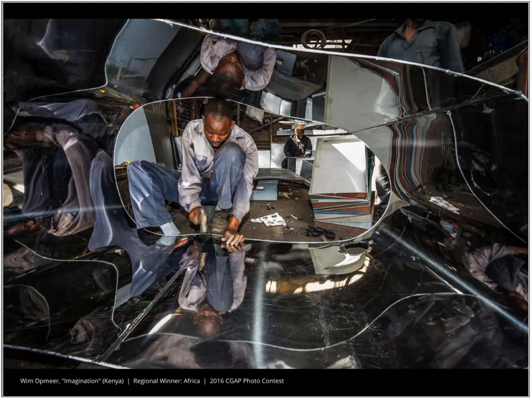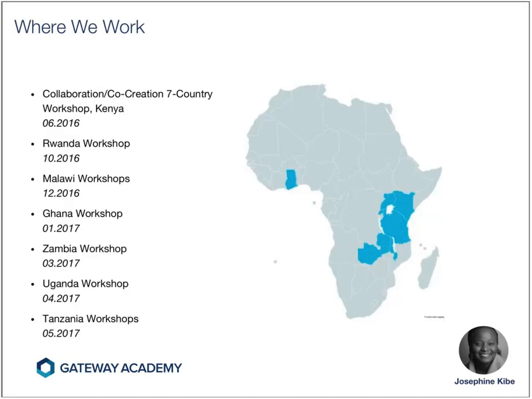So what is Gateway Academy? Gateway Academy is an innovative project that has been developed and implemented by CGAP in partnership with Mastercard Foundation. Currently, we work in 6 African countries: Kenya, Uganda, Tanzania, Malawi, Zambia, and Ghana. These are the focus countries that we are beginning with in our project. But we foresee ourselves moving into other countries, and we've had interest from countries such as Botswana, Namibia, Nigeria, and our vision is to move into Francophone Africa.